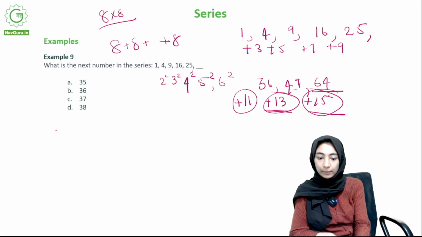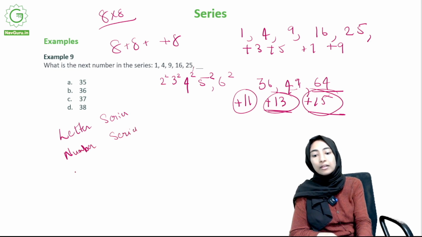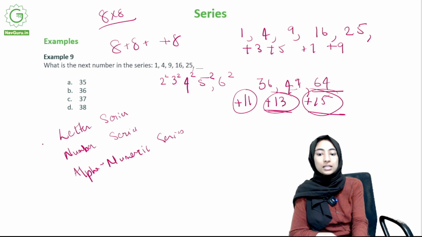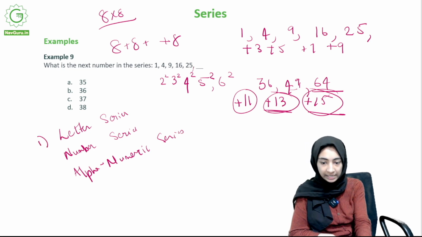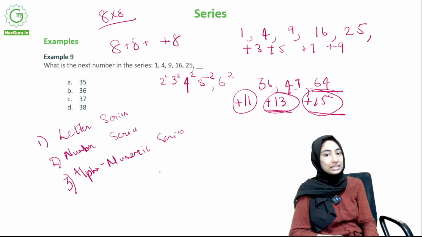So what all did we learn in series? You have letter series, you have number series, you have alphanumeric series, right? Letter series means purely letters. Number series refers to purely numbers. Alphanumeric is when you have a mixture of both numbers and letters.